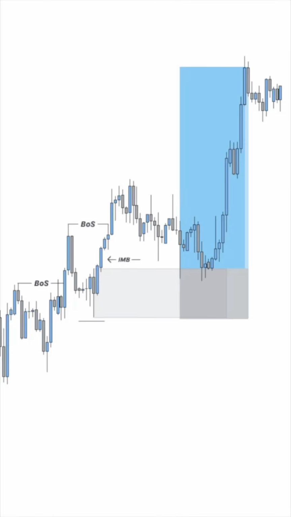A clean, systematic approach built around how the market actually moves, using concepts like market structure, supply and demand, imbalance, and liquidity. No clutter, no guesswork. Just a repeatable process I execute over and over again.